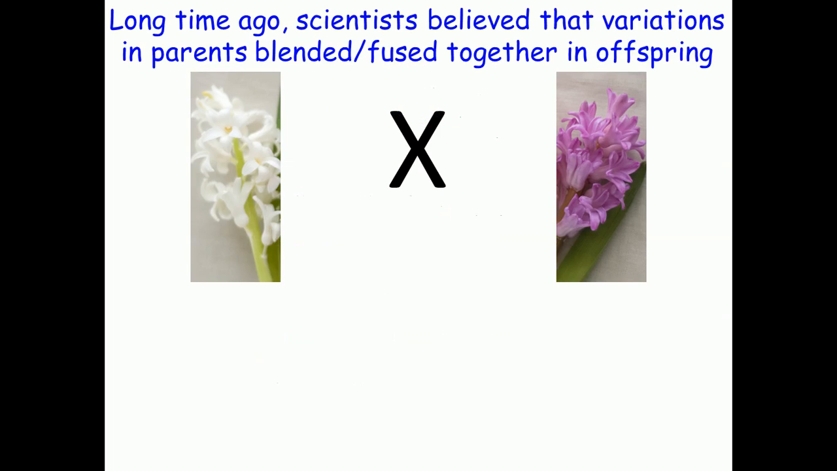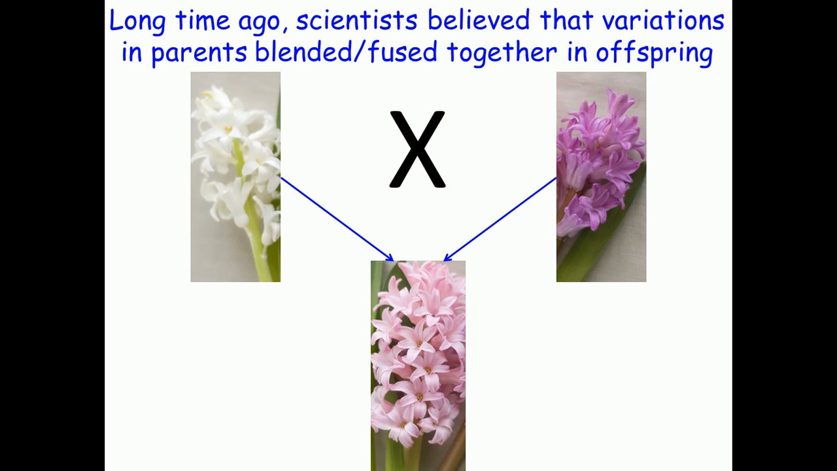A long time ago, scientists believed that variation in parents blended or fused together to produce the offspring. For instance, if there was a plant with a white flower and another plant with a purple flower, the offspring would produce pink flowers.